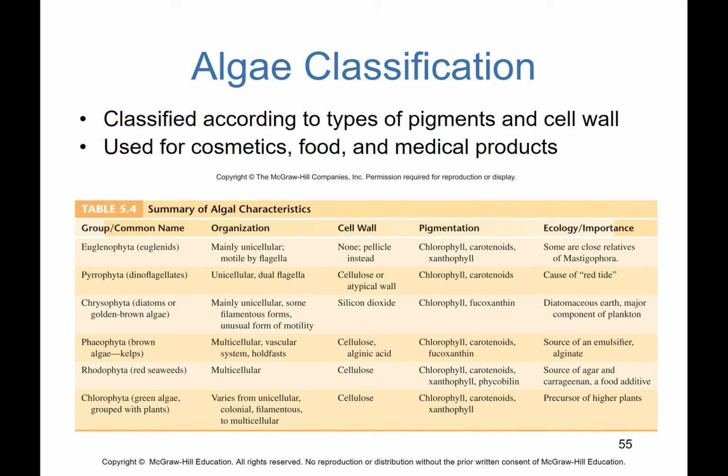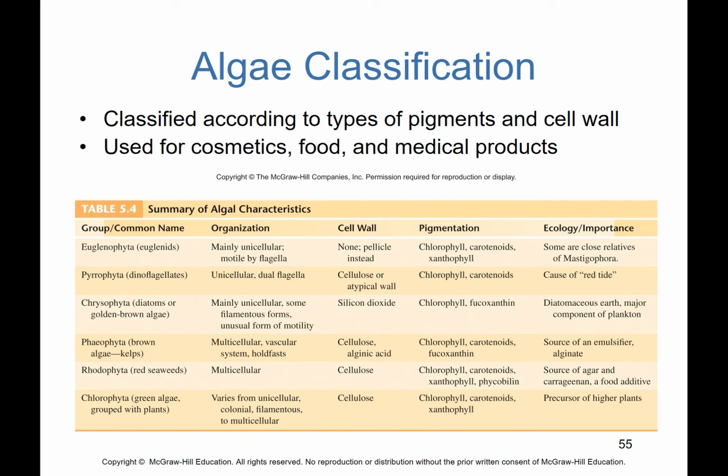Algae are classified based on what type of photosynthetic pigments they have within their cells, and on the structural or chemical basis of their cell walls. There are a lot of uses for algae out there. We use algae in things like cosmetics, we use it in food, and in some medical products.